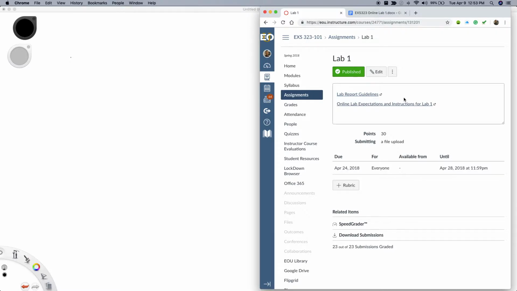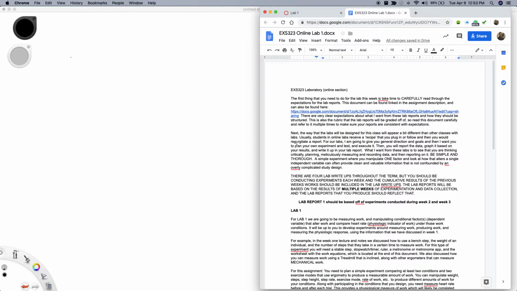to capture out in the field the concepts that we're discussing in class. Okay, so the next thing you want to do is click on this online lab expectations and instructions for Lab 1. So that gets us to this document.